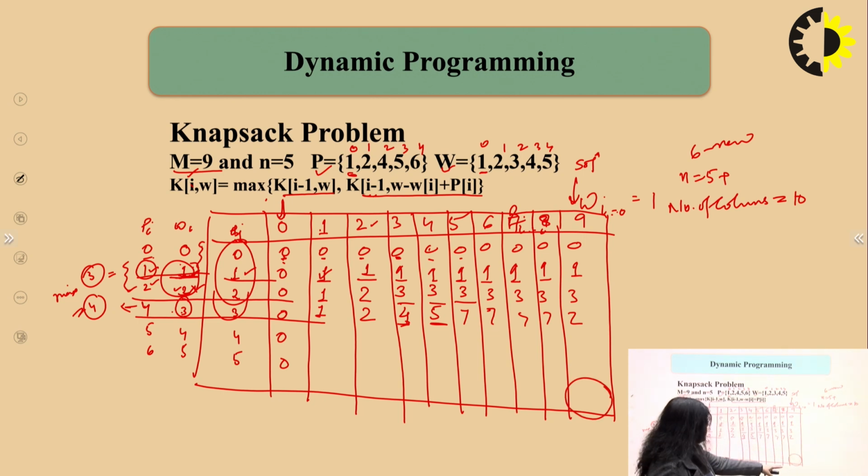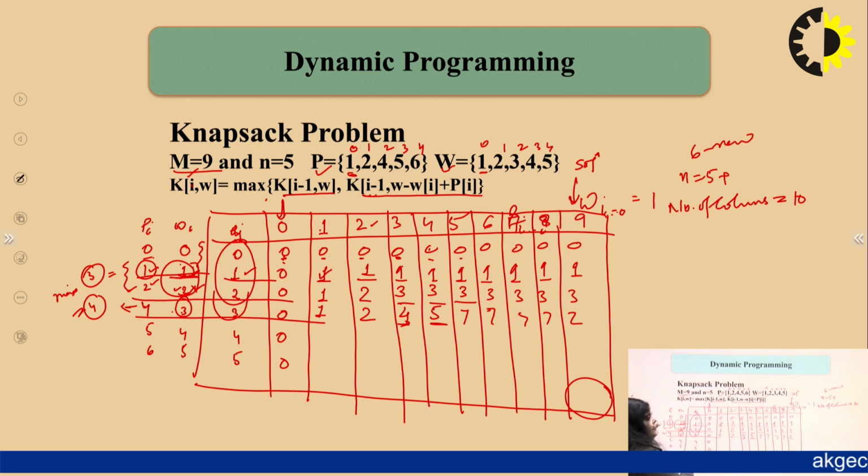This cell represents when the knapsack has a capacity of 9, and we have considered all possible combinations of all the objects given to us. So the final solution will be found here. That way you can solve the knapsack problem using the dynamic programming approach.